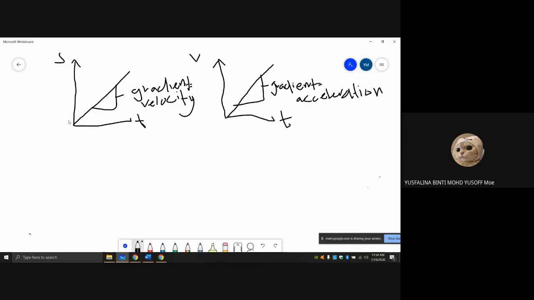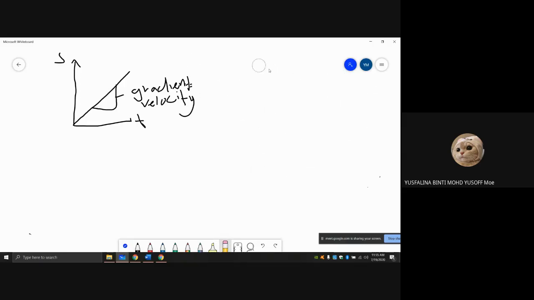Another thing you can get from the graph of velocity against time is the area under the graph. The area under the graph is equal to the displacement. So we see first about the displacement against time graph.